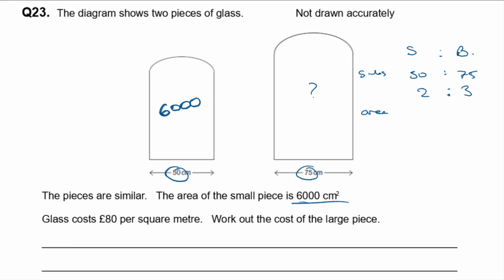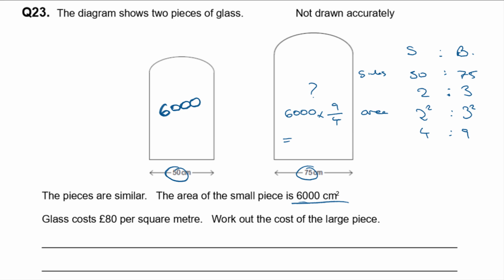Just like earlier when we used the ratio of the sides and cubed it to find the ratio of their volumes, if I want to find the ratio of their areas, I take the ratio of their sides and square it. So it's 2 squared to 3 squared, which is 4 to 9. Then the area of the big one is going to be 6,000, the area of the smaller one, and then divide by 4 and times by 9, isn't it? Divide by the smaller ratio and times by the bigger ratio gives me the new one. So 6,000 times 9 quarters.